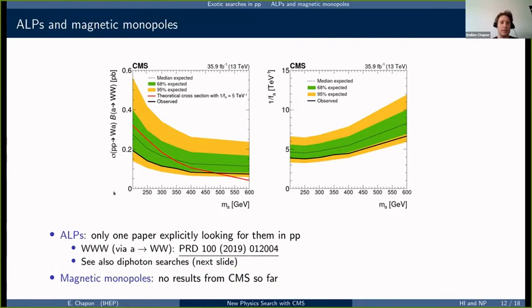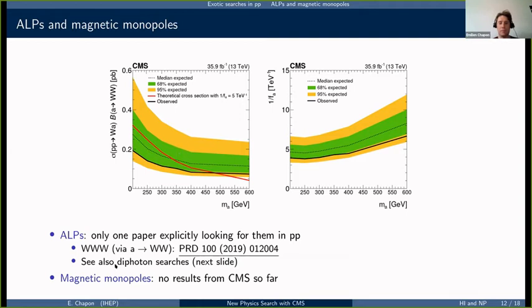So starting with ALPs, there is actually only one paper, apart from the one I mentioned in lead-lead, in pp explicitly setting limits on ALP models, which is this one, looking for the WWW final state. And so this is looking for WA, with A decaying to 2 W bosons. References here. And these are the limits which are set.